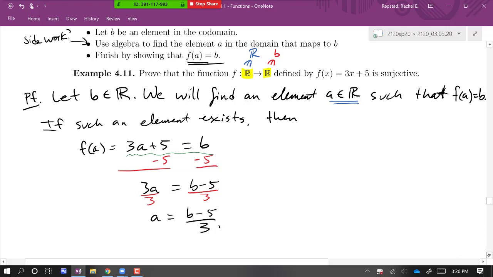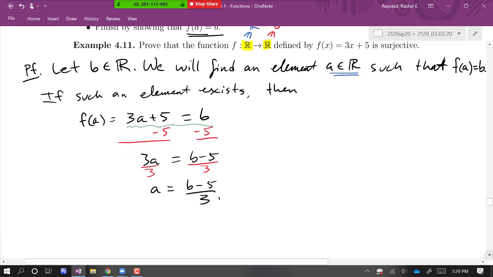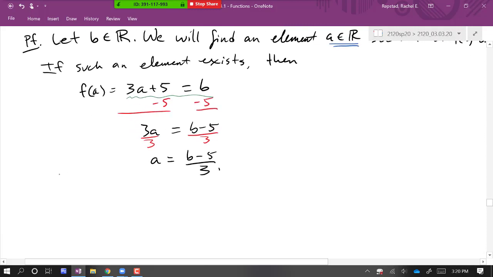So there's a couple things we want to do now. It seems like we're pretty close, right? We seem to have found what element A has to be. Because B is a real number, right? That was what we assumed. Then B minus 5 over 3 is a real number. If I take a real number and subtract 5, I know it's a real number. If I take a real number and I divide by 3, I know it's a real number. So A is an element of the domain.